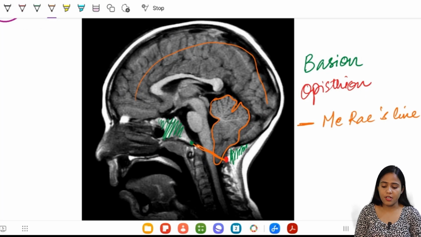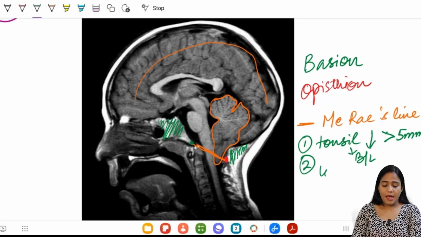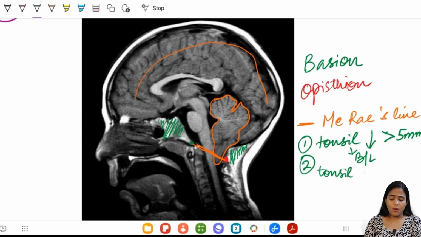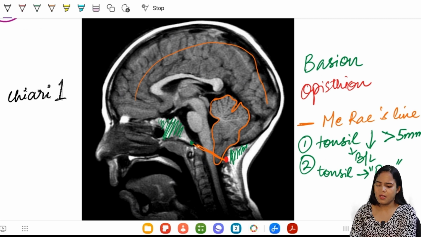But in a condition where, number one, the tonsils are displaced inferiorly by more than 5 mm, as in this case, and that too bilateral, and the tonsils are no more rounded, instead they are pointed and are known as the typical peg-shaped. When nothing else is mentioned, we know only these points, then we will say that this is a Chiari 1 malformation. So our answer here is going to be a Chiari 1.